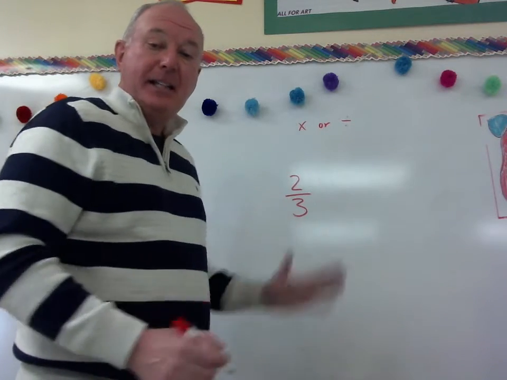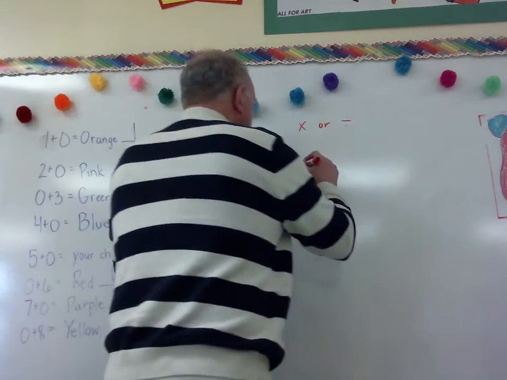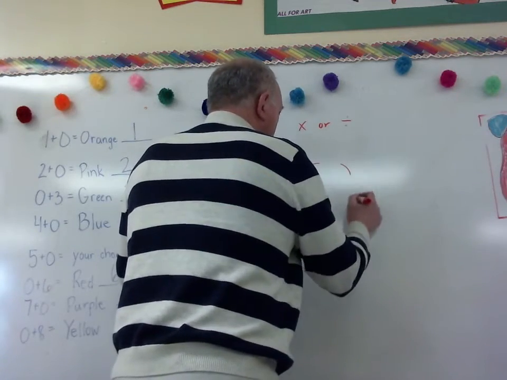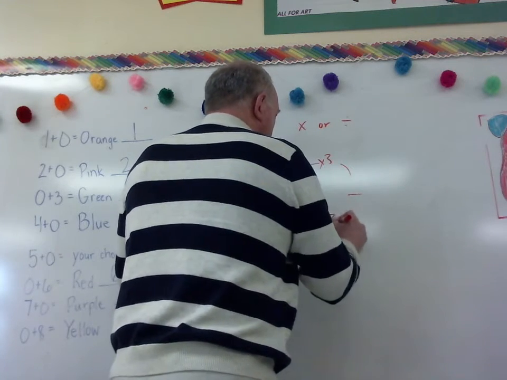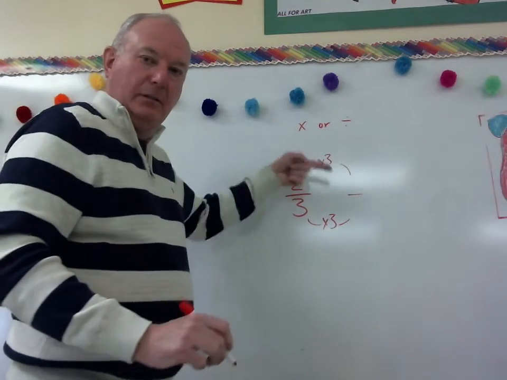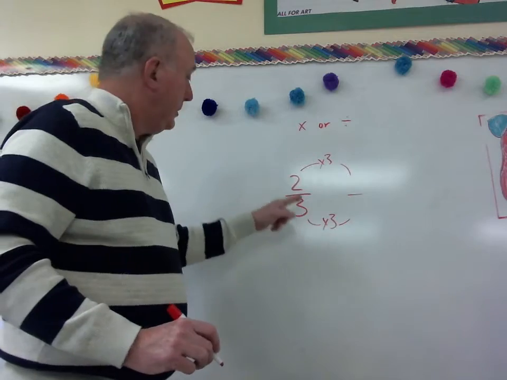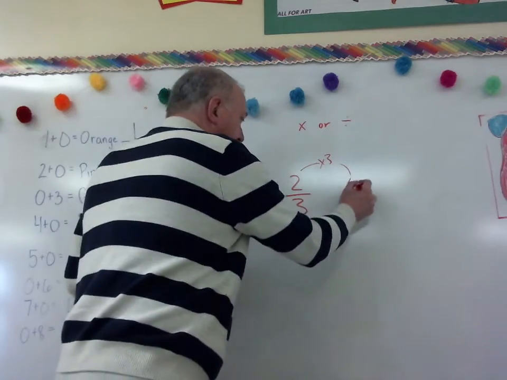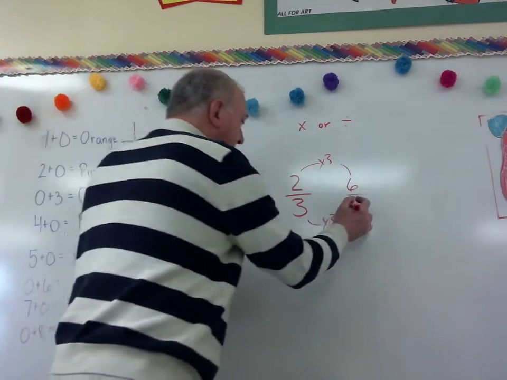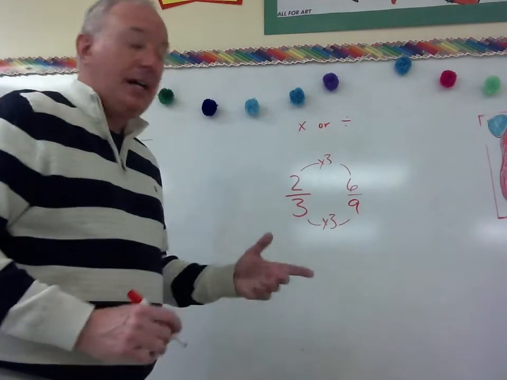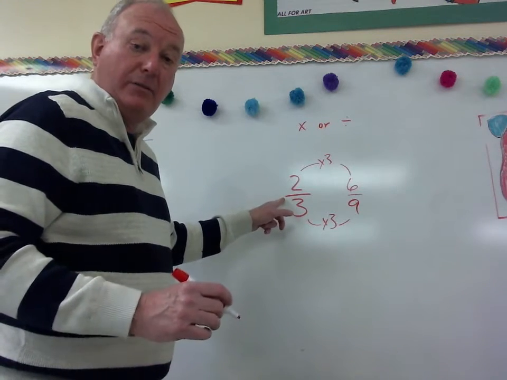Okay? Example. The video I showed yesterday was like this. They showed multiplying like this, sort of a little archway over. You're multiplying by 3 on top, multiplying by 3 on the bottom. 2 times 3 is 6. And 3 times 3 is what? It's 9. Okay? So what we found out is 6/9 is equivalent to 2/3.